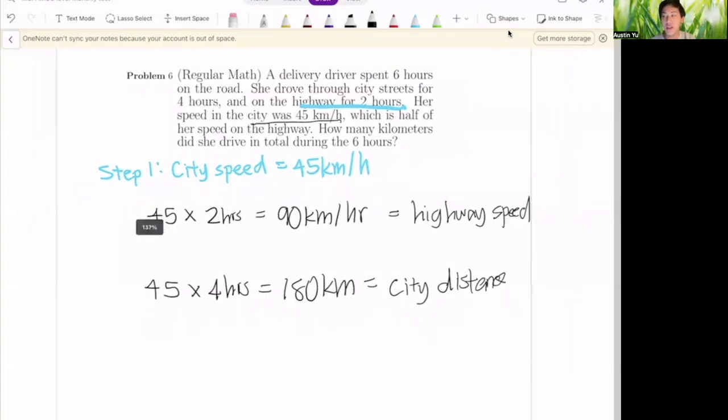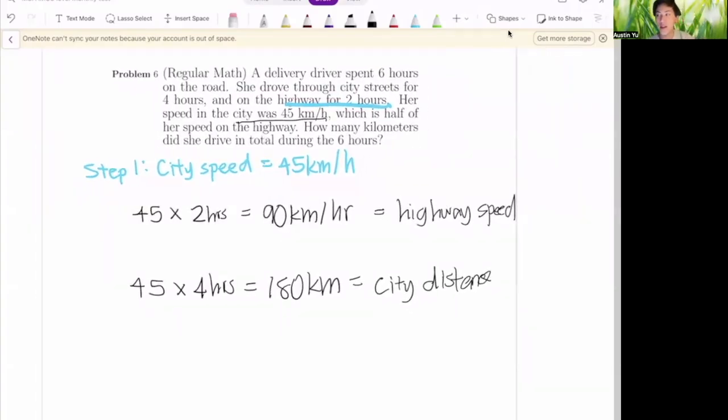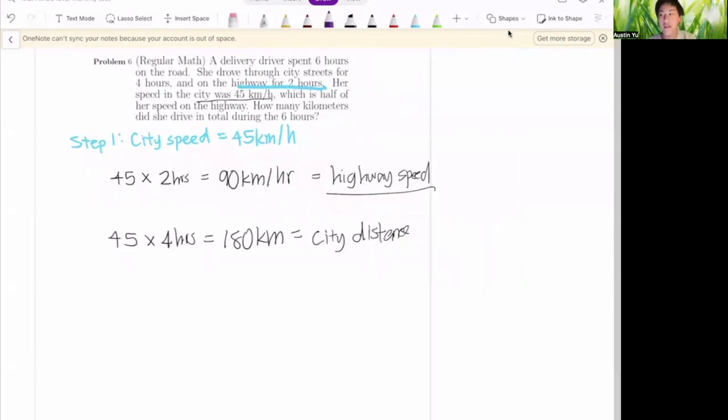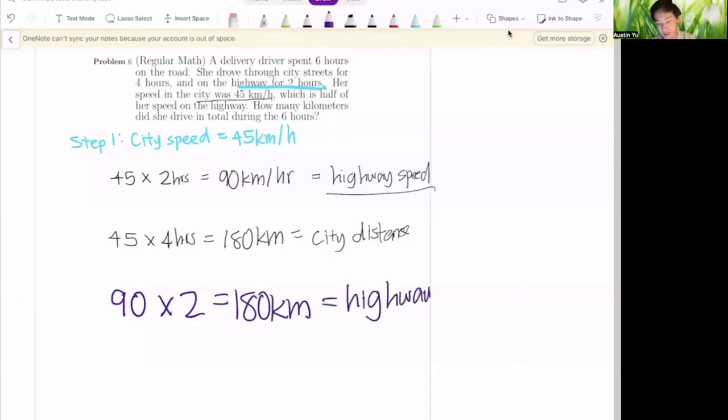And now we have to calculate the total distance, right? Not only do we have to calculate the highway speed and city distance, but we also have to calculate the highway distance, because we calculated the speed already. 45, again, 45 is going to be used a lot. So 45 times 2 would make up the full speed on the highway, which is 90, times 2, because again, she drove on the highway for 2 hours. 90 times 2 is 180 kilometers, and this is the highway distance. So we have highway speed and highway distance.